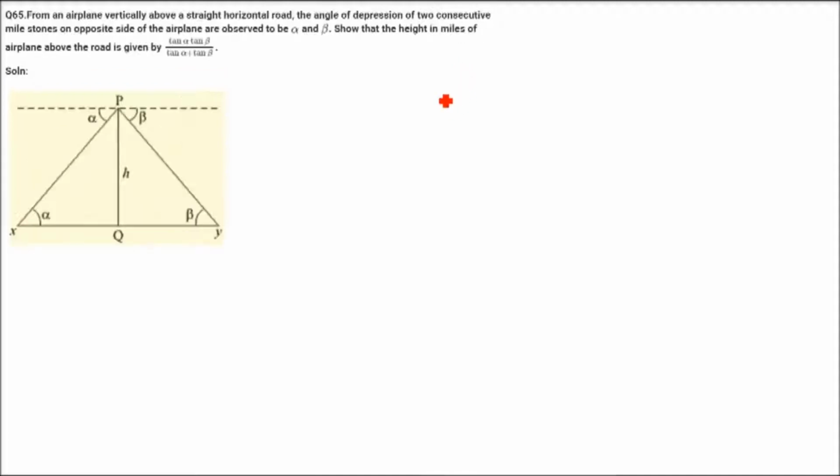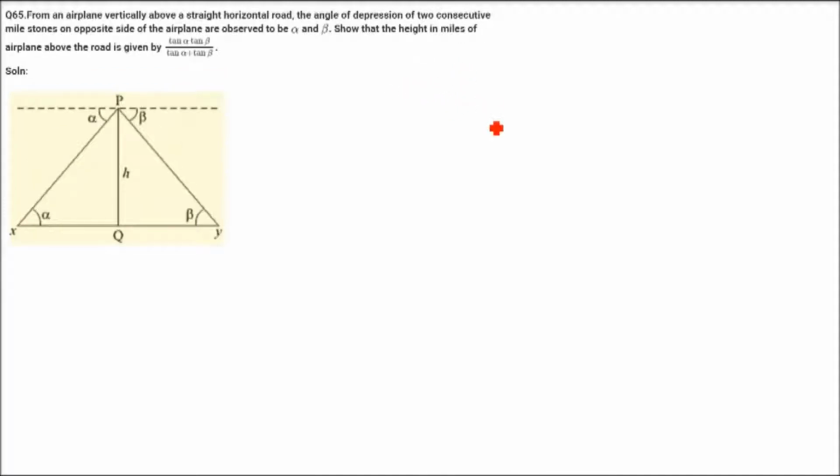If the angle of elevation of a cloud from a point h meter above a lake is alpha, and the angle of depression of its reflection in the lake is beta, prove that the distance of the cloud from the point of observation is 2h sec alpha by tan beta minus tan alpha.